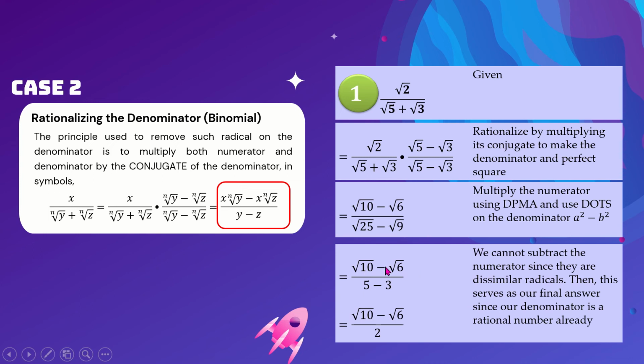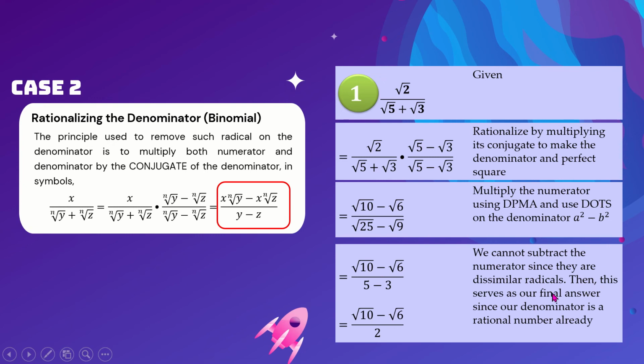It will remain as it is. We cannot subtract in the numerator since they are dissimilar radicals. What is dissimilar? They are not the same. They have the same index, 2, but the numbers inside, or the radicands, are not the same. One is 10, the other is 6. Therefore, the numbers outside, which are 1 and 1, cannot be subtracted.